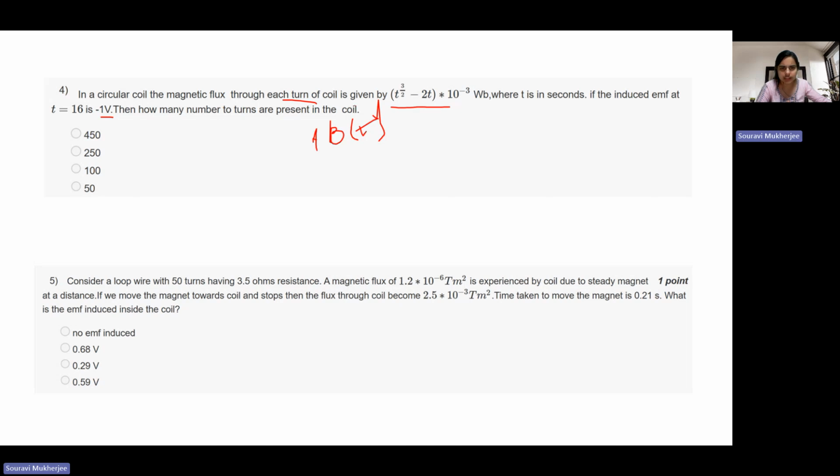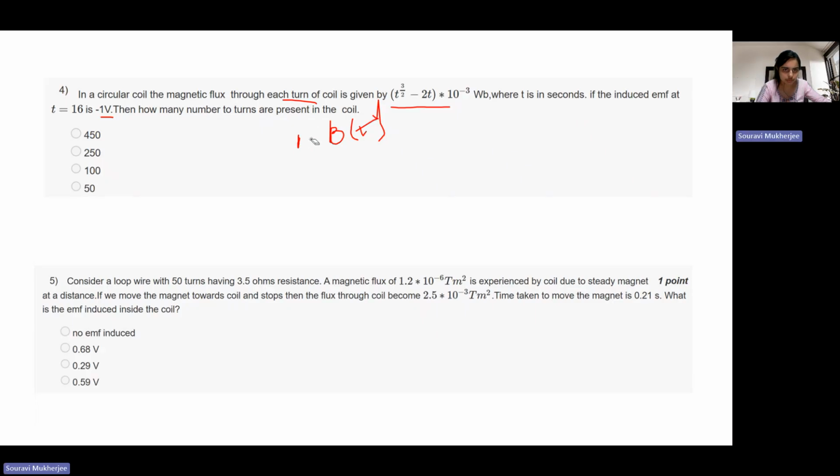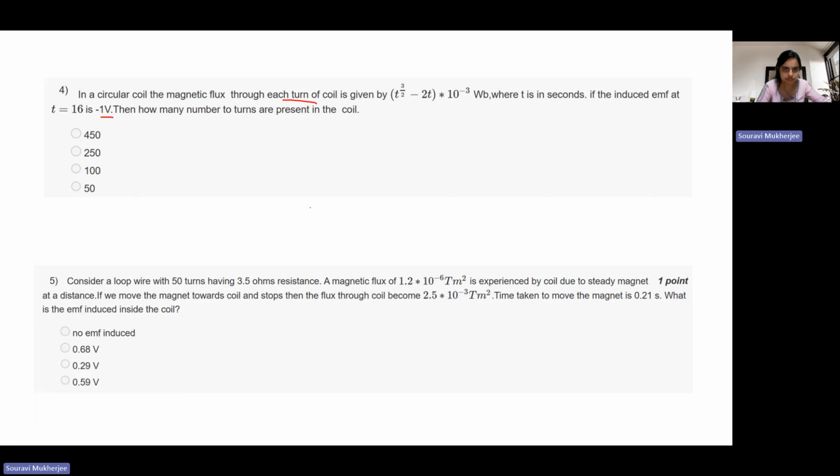Now for each turn, this is the magnetic flux basically. This already has taken care of the area, right? It's the magnetic flux through one coil. So A into B goes by this relation. So basically what you know is phi for one coil, right?